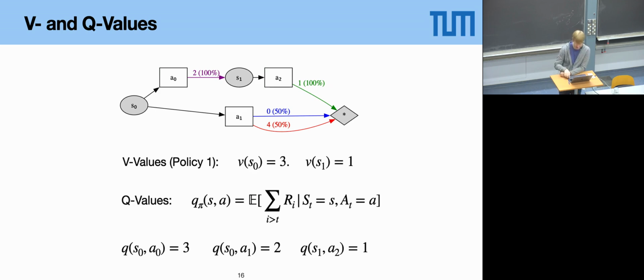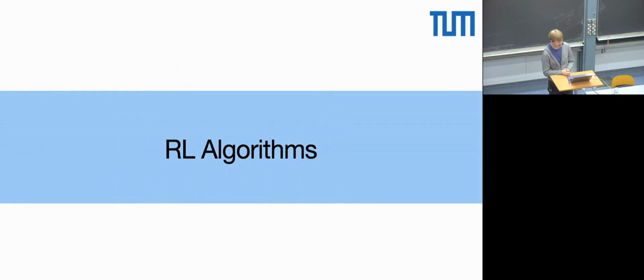So let's get to reinforcement learning algorithms. What do we do if we now had 2000 states and not just 2?